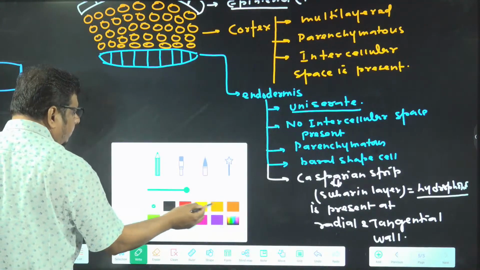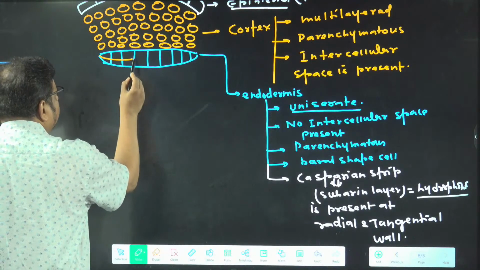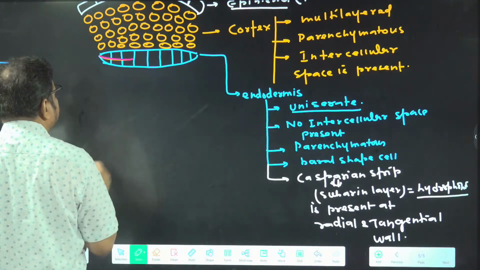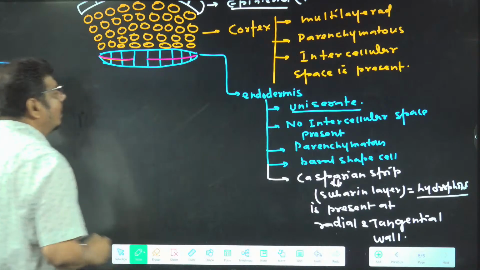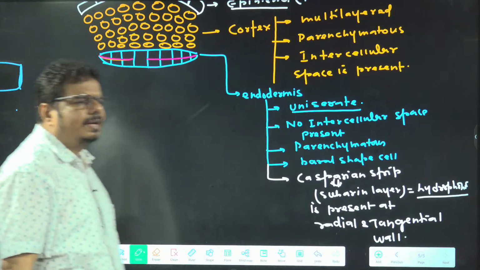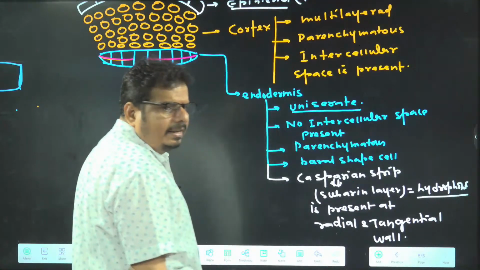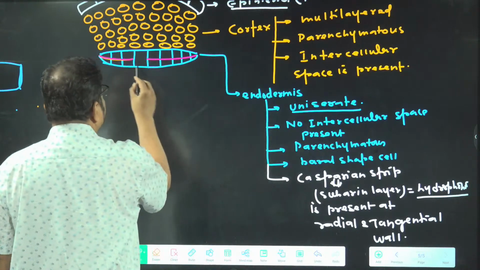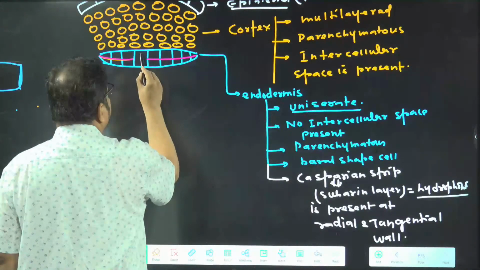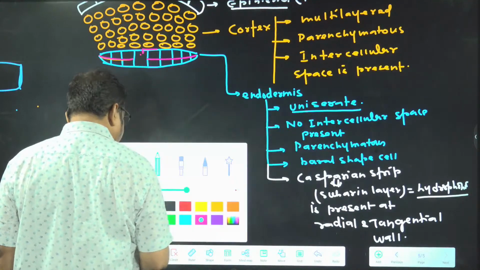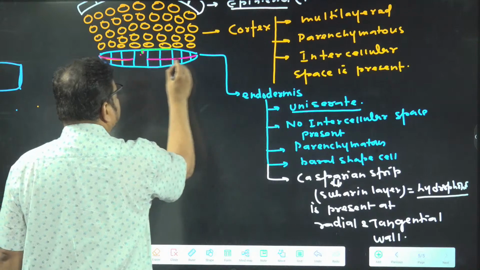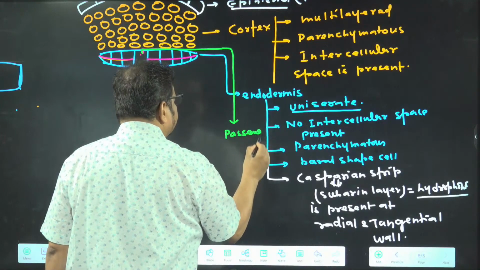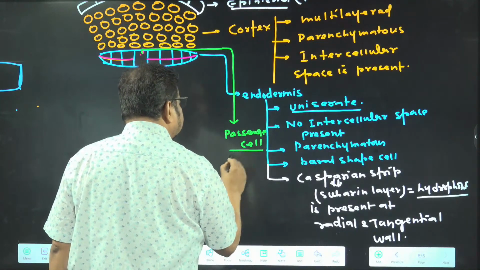So I am just drawing it through a diagram. When you look at this diagram, it appears like this. Here is what basically the Casparian strips are. So what are you finding? Few cells are there where Casparian strips are not there. Getting the idea? Are you able to find this cell? This particular cell where Casparian strips are not there has a name, and I'm writing it. Which cell? Passage cell.